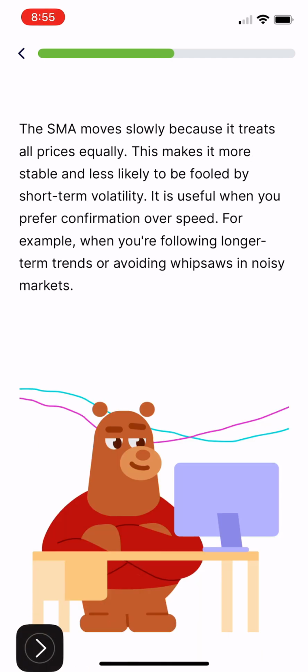The SMA moves slowly because it treats all prices equally. This makes it more stable and less likely to be fooled by short-term volatility. It is useful when you prefer confirmation over speed. For example, when you're following longer-term trends or avoiding whipsaws in noisy markets.